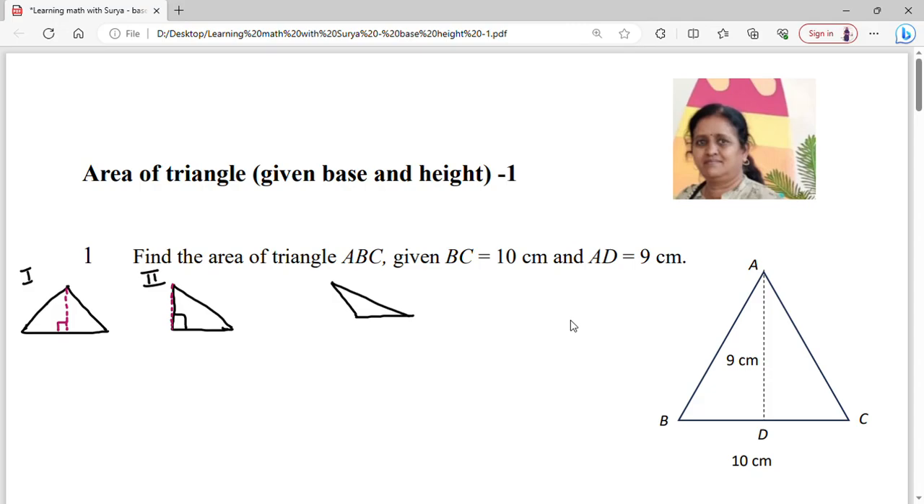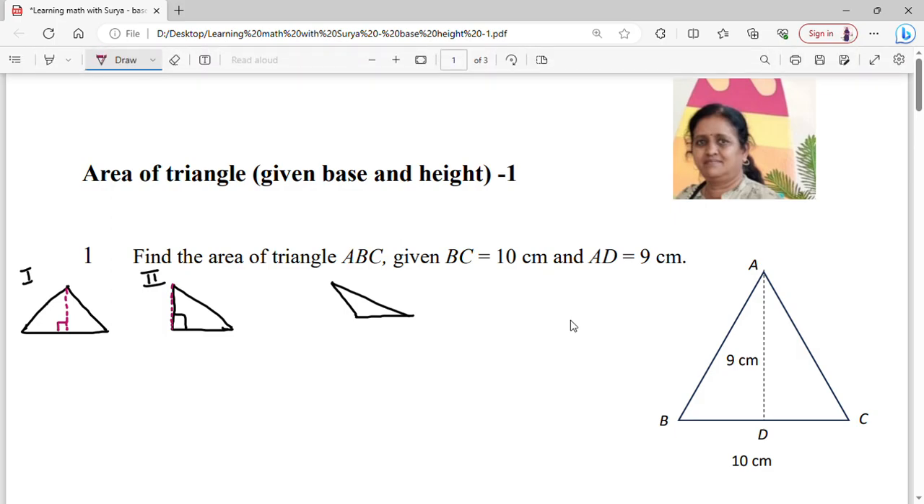Welcome to another session of learning maths in a very easy way. So today we are going to learn about the area of a triangle where the base and height are given. So let's see what would be the formula for the area of a triangle.